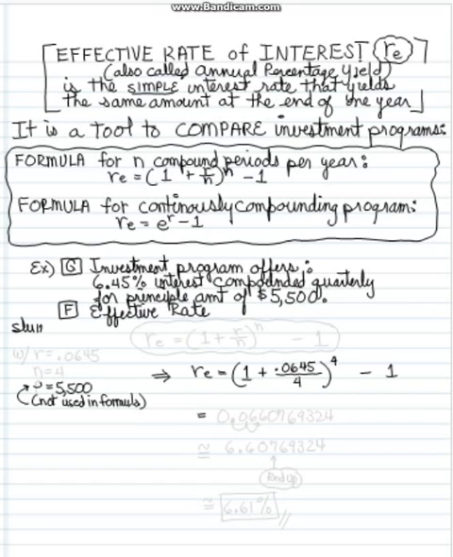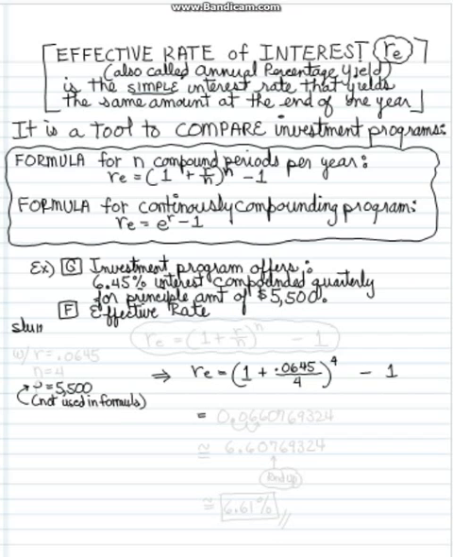Now here's an idea. The effective rate of interest, which we call R sub E, also called the annual percentage yield, is the simple interest rate that yields the same amount at the end of 1 year as the offer that's being made to you by a bank, say, for instance, or an investment house. It is a tool that you use to compare investment programs.